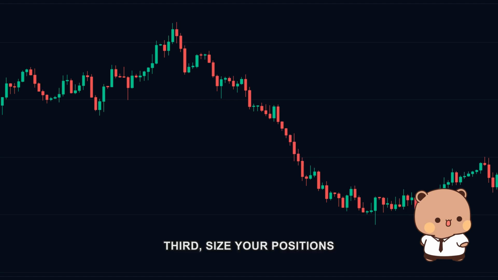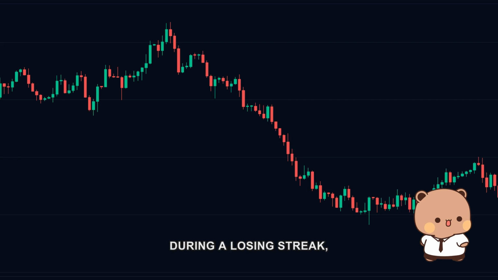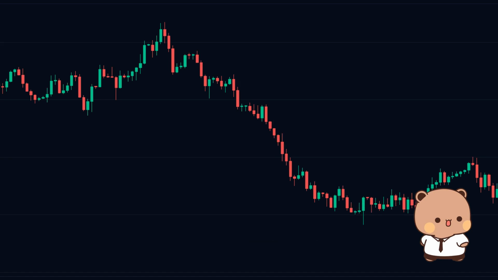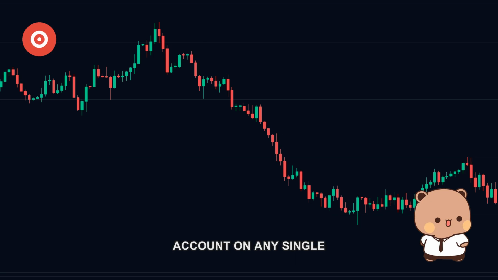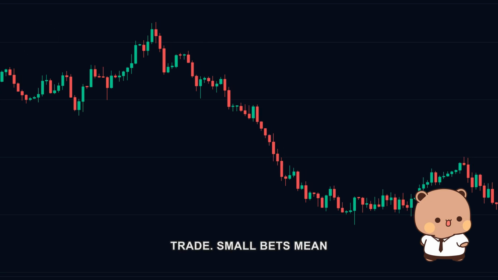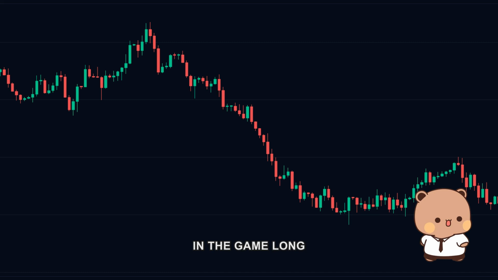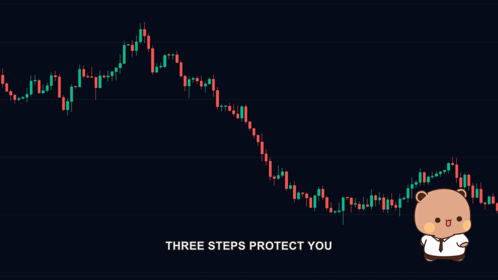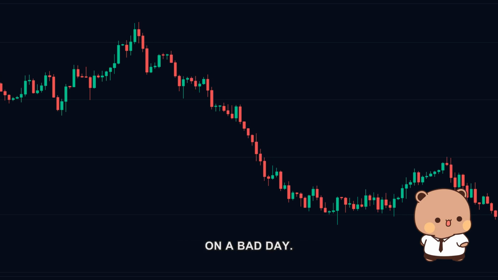Third, size your positions correctly so that even during a losing streak, you never blow past your limit. This means risking only 1 to 2% of your account on any single trade. Small bets mean small drops, and small drops mean you stay in the game long enough to recover. These 3 steps protect you from the biggest enemy in trading, yourself on a bad day.